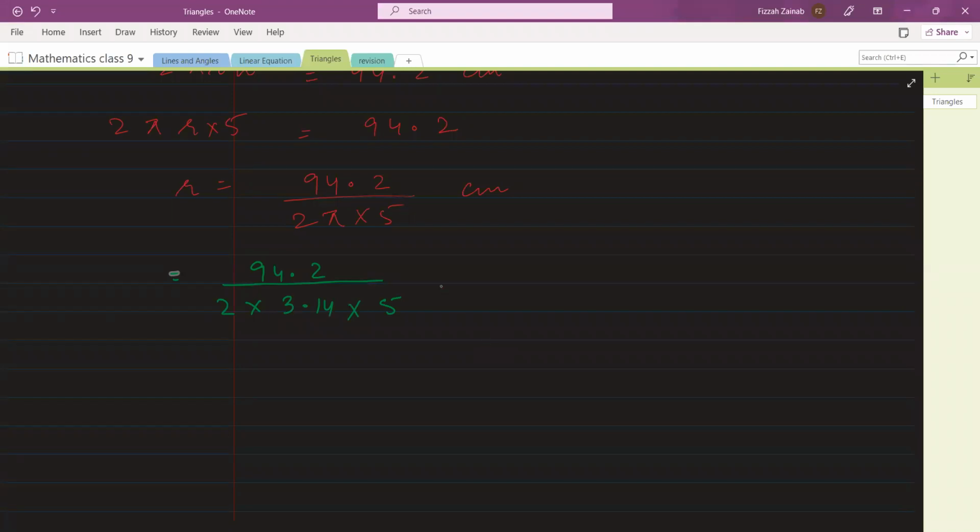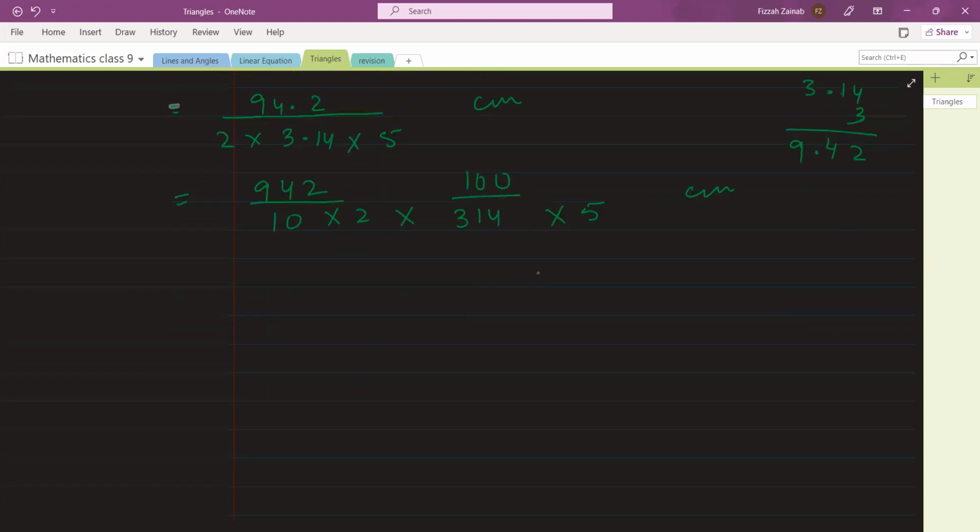Yes, ma'am. Okay, I think it is exactly going 3 times. If you check 3.14 into 3: 3 into 4 is 12, carry 1. 3 into 1 is 3 and then 1 is 4. And 3 into 3 is 9. So you're getting 9.42. So what you can do is remove all the decimals first. So this will become 94 and 10 will come here, right? Into 2 into, now this will become 314 and then 100 will come here, and then you have 5. Is that okay?